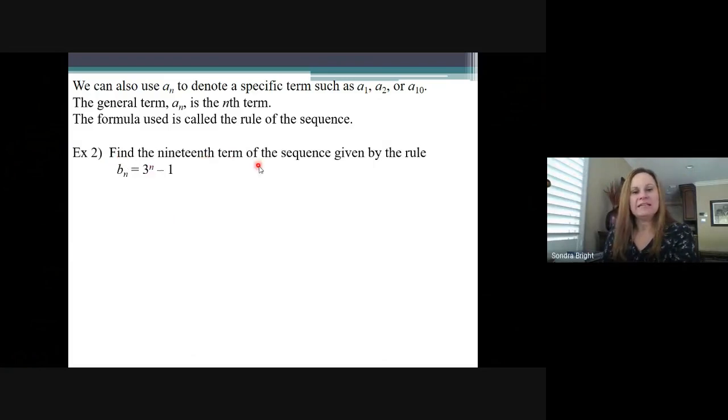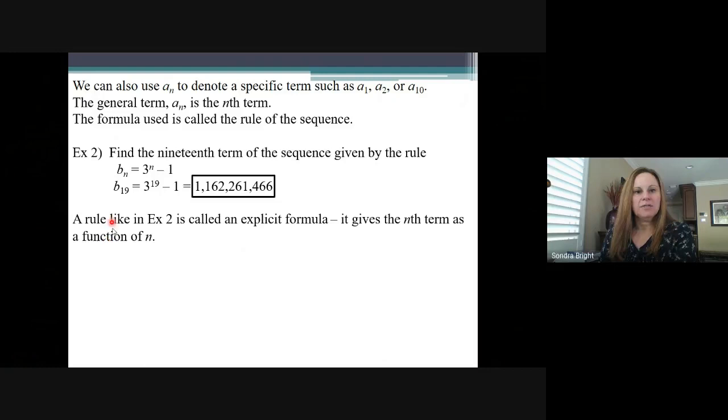So find the 19th term of the sequence given by the rule b sub n is equal to 3 to the power of n minus 1. Well, if we're just finding the 19th term, you're plugging in 19 into n, so 3 to the 19th minus 1, which of course you'd have to use your calculator for, and it's this very large number. So a rule like example 2, where they just give it like this, is called an explicit formula.